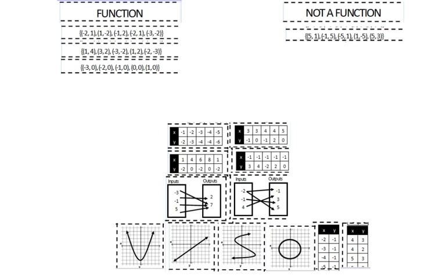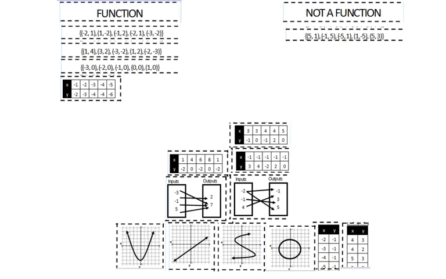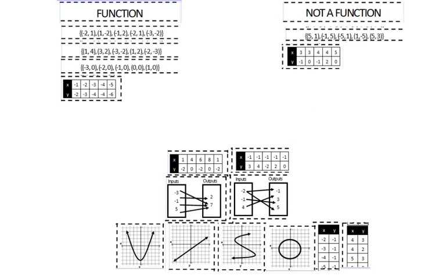Now we're looking at tables. So again, we just want to check to see if the x repeats. So in this first table, I've got -1, -2, -3, -4, -5. So all my x's are different. So this is a function. In the next table, the 3's repeat and the 4's repeat. And the 3's are paired up with two different y's. The 4's are paired up with two different y's. So this one is not a function.